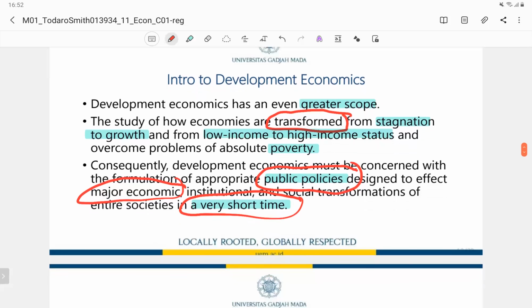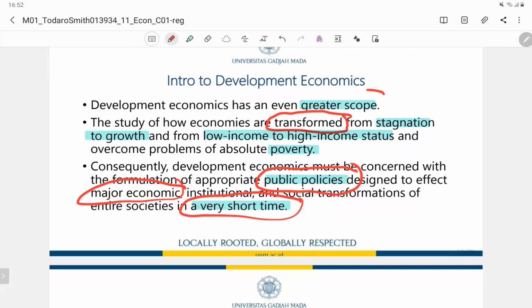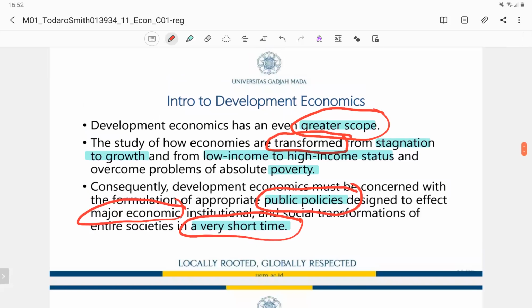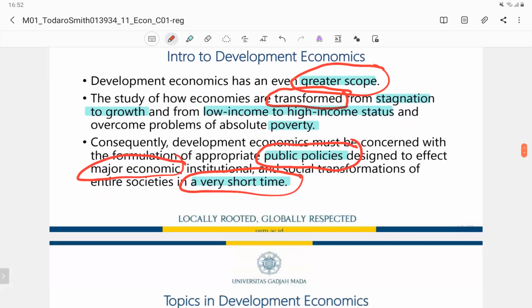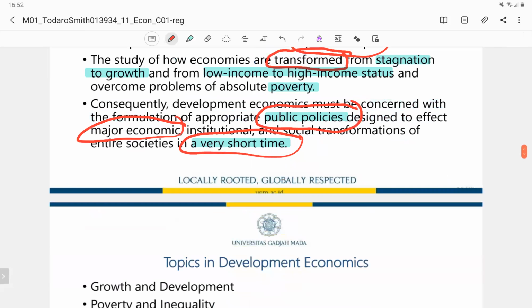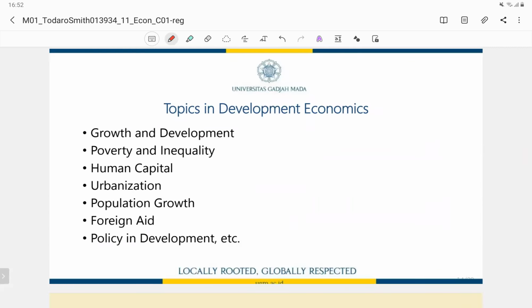So I think it's pretty broad, right? That's why it is said here that it has greater scope than traditional economics and political economy. And it is difficult, I have to admit, but it is also exciting, like it stated before. There are some topics in development economics: growth and development, poverty and inequality, human capital, urbanization, population growth, foreign aid, and policy in development. Actually, there are a lot of other topics, but these are some that we will talk about in this class.